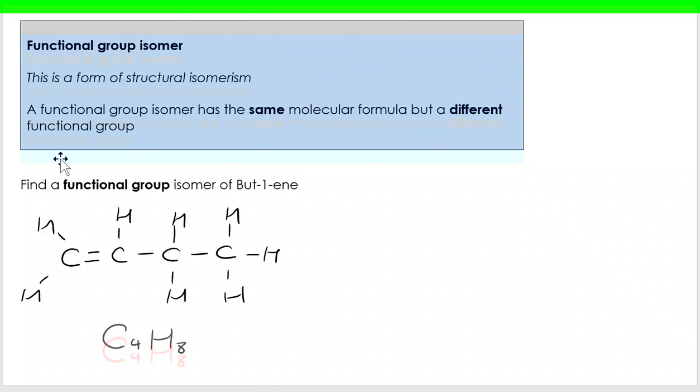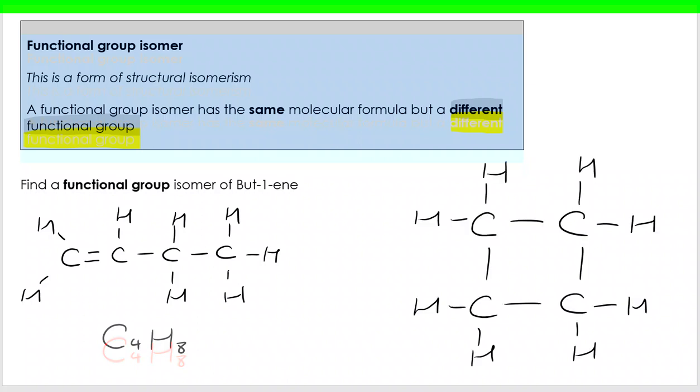Well, my butene is C4H8. So I need something that's going to be C4H8, but it can't have a double bond. So we need to know that the functional group isomer of alkenes is cycloalkanes. And we put them into a ring structure. And we can see each carbon has 4 bonds. And there are 8 hydrogens. So this has the name cyclobutane.